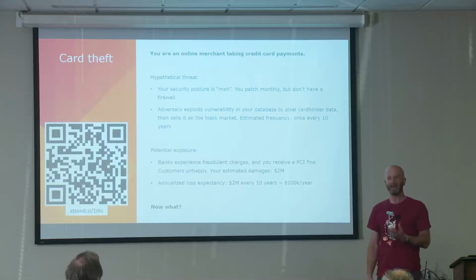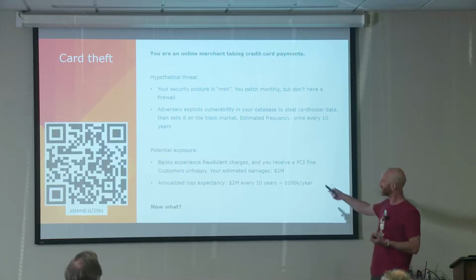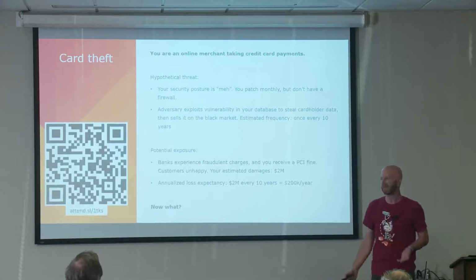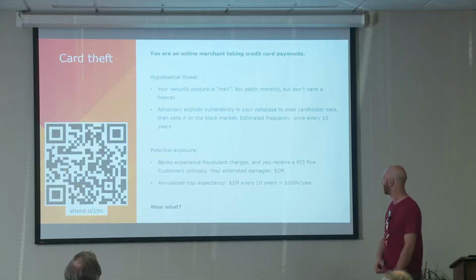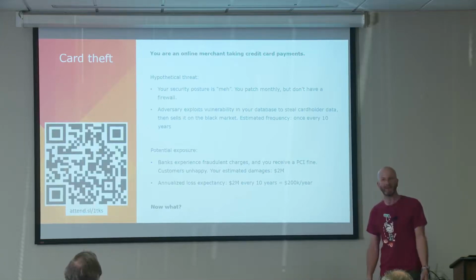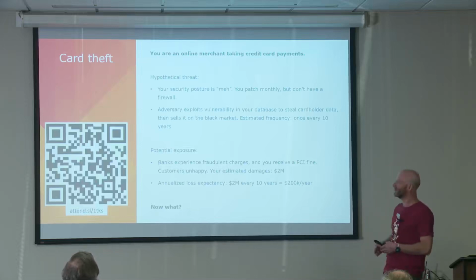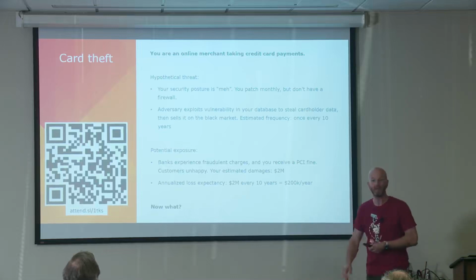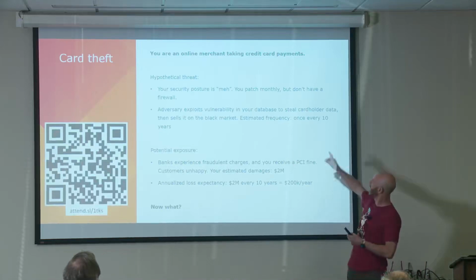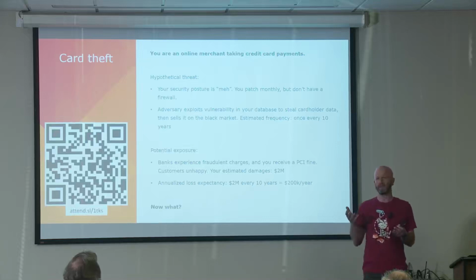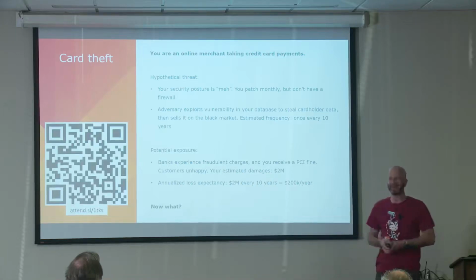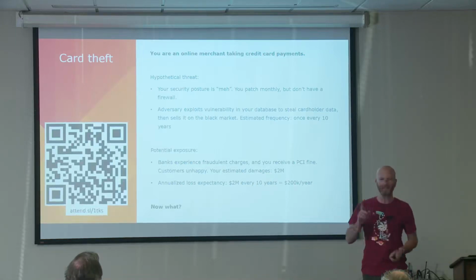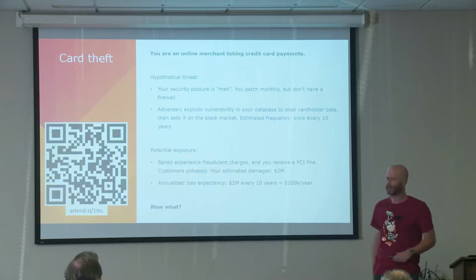And then what that would mean is the hypothetical exposure to us, right, is banks experience fraud. We might get fined by the PCI Council, our customers are unhappy, and so we estimate that maybe our damages coming out of that might be $2 million if it happens ever. And we think maybe it'll happen every 10 years. So if we break this down to an annualized loss, 200K a year is our risk exposure, right? So the question for you all is, what are we going to do about this?